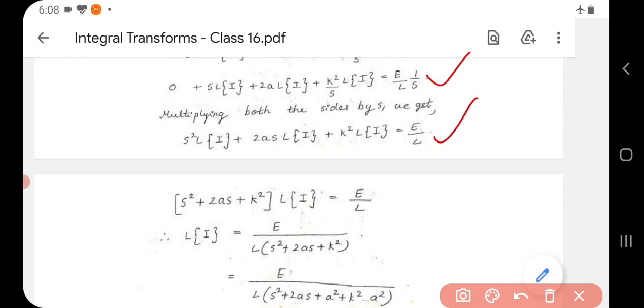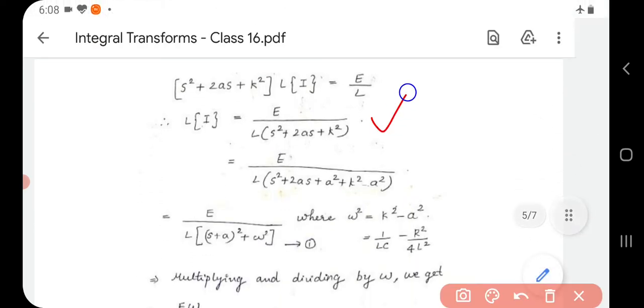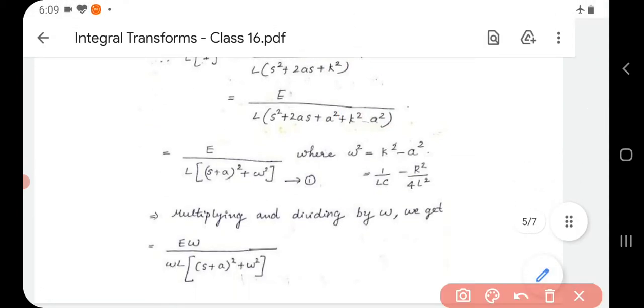Now group all the terms with L of I common. So you will reach this equation. So L of I will be this. Now we are making some modifications to this equation. That is, we are adding a square and subtracting a square in this equation. Again, E by L is kept as such. Now this can be grouped as s plus A the whole square plus omega square.